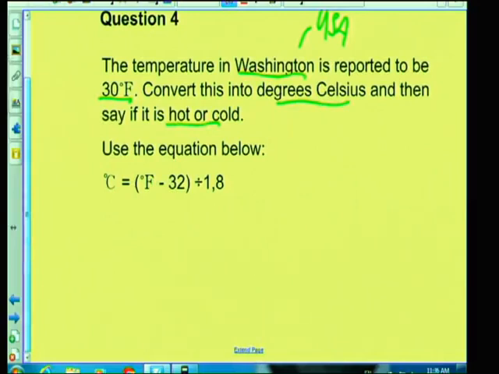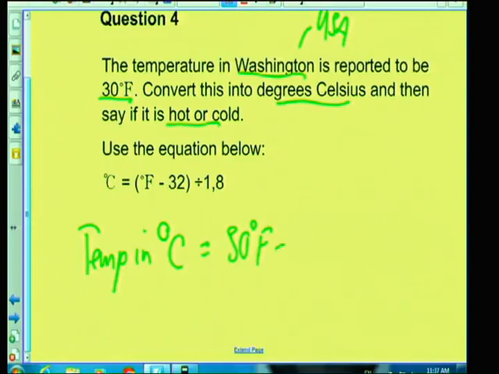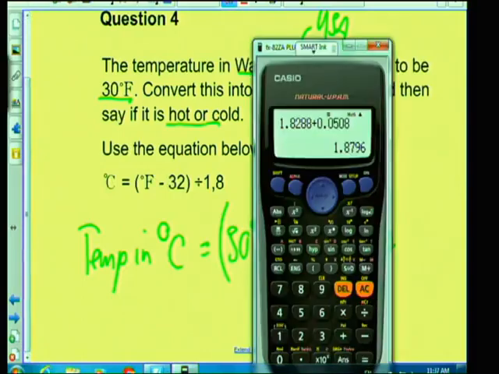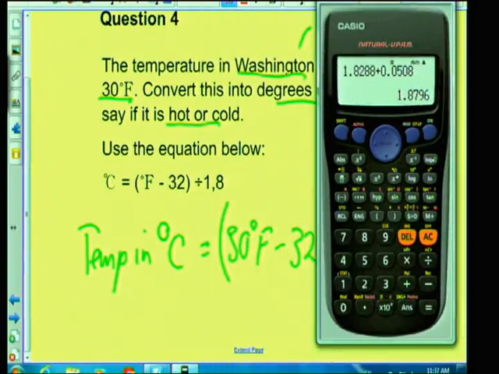So the first thing we're going to do is say temperature in degrees Celsius is equal to the original temperature, which was 30 degrees Fahrenheit. We're going to minus 32, okay? And then we're going to take that and divide it by 1.8.